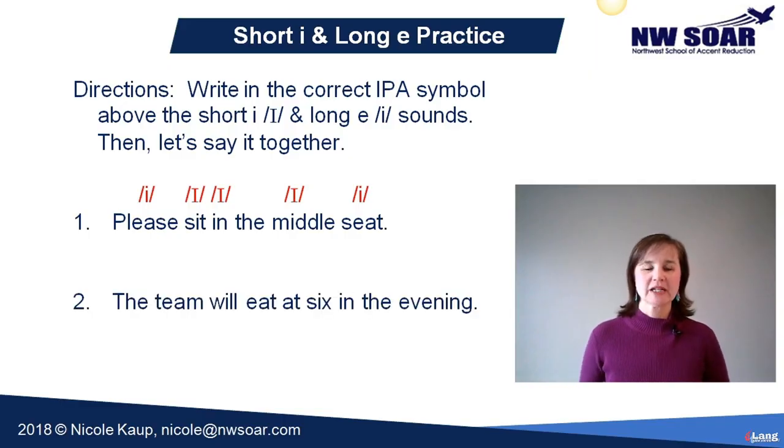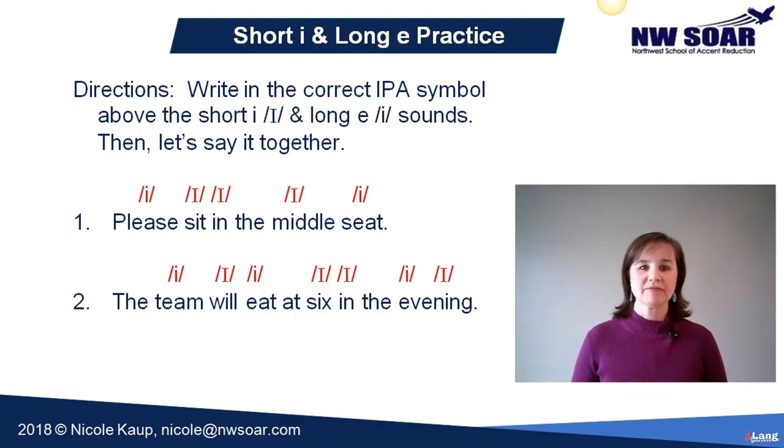Let's do another. The team will eat at 6 in the evening. Team is a long E. Will is a short I. Eat is a long E. 6 is a short I. In is a short I. Eve is a long E. And ning is a short I.